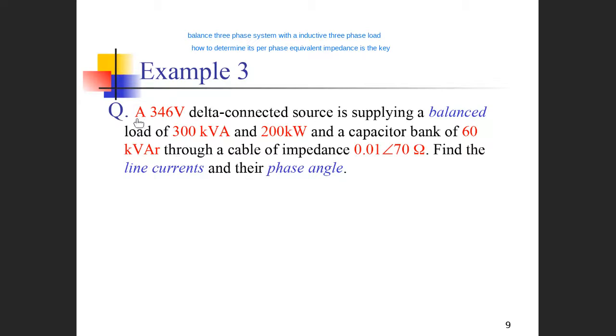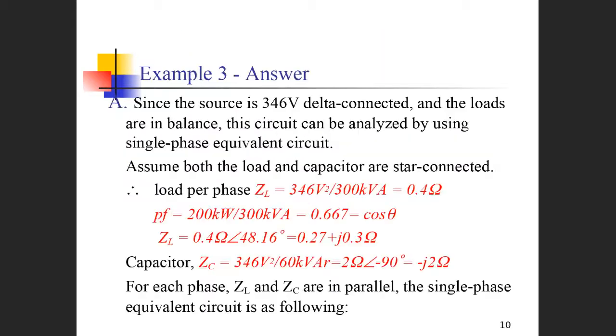Here, given that we have a three-phase, delta connected source, 346 volts, supplying a balanced load of 300 kVA and 200 kilowatt, and a capacitor bank of 60 kVAr through a cable of impedance 0.01 ohms, 70 degrees impedance angle. Find out the line currents and their phase angles. So we're looking at the drawings here.